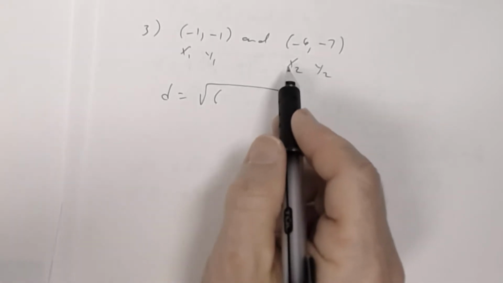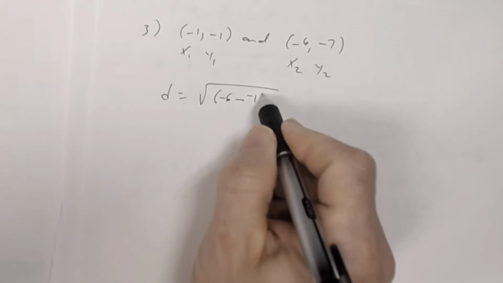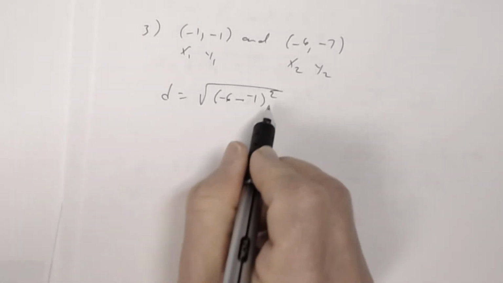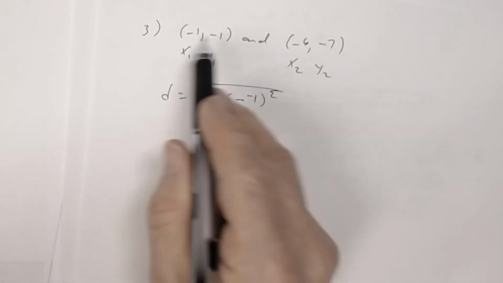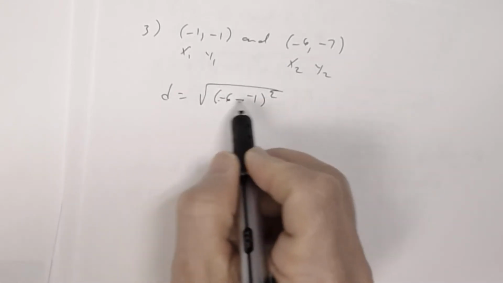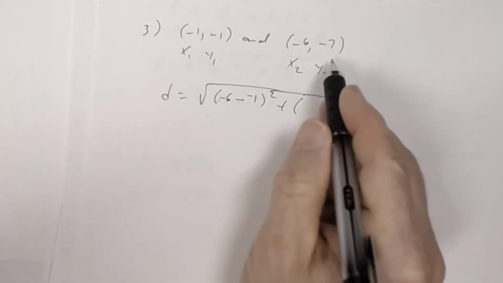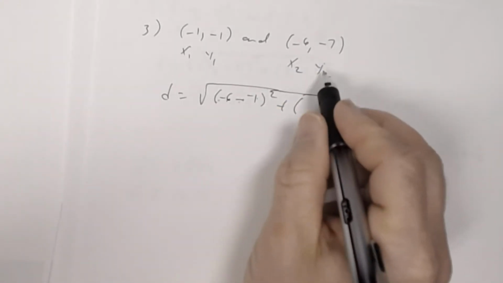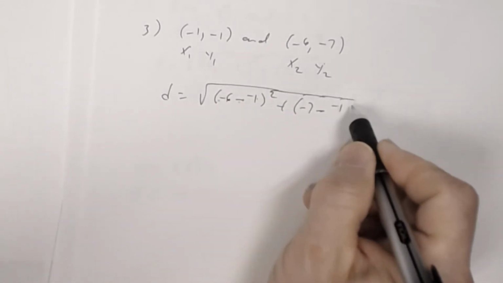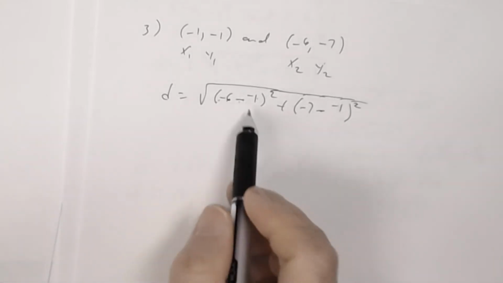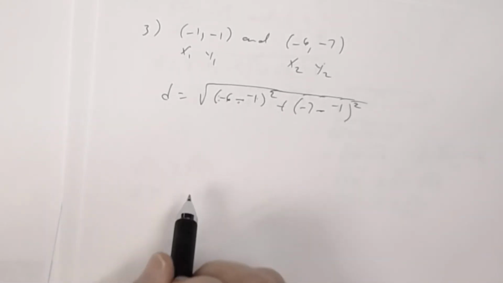Okay, so x2 minus x1, so -6, subtract -1 squared. And whatever it is, I squared. So remember, you subtract. Okay, so you subtract these 2 x coordinates. See that? So I'm subtracting those 2 x coordinates. Plus, and then I do the same thing with the y's. I subtract the y coordinates. So -7, subtract this y coordinate, which is -1. And whatever that is, I'm going to square. So you see, you're subtracting your x coordinates, you're subtracting your y coordinates.